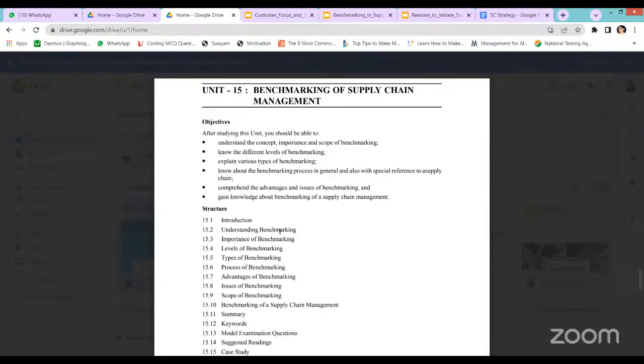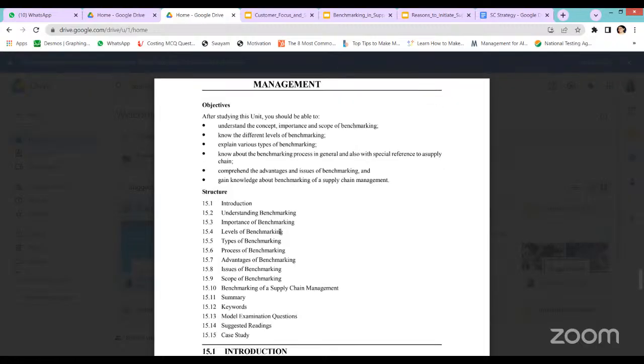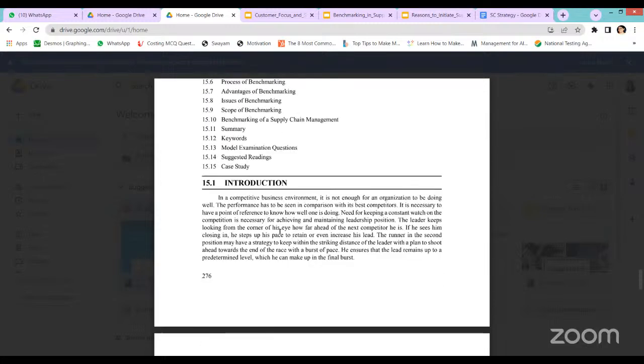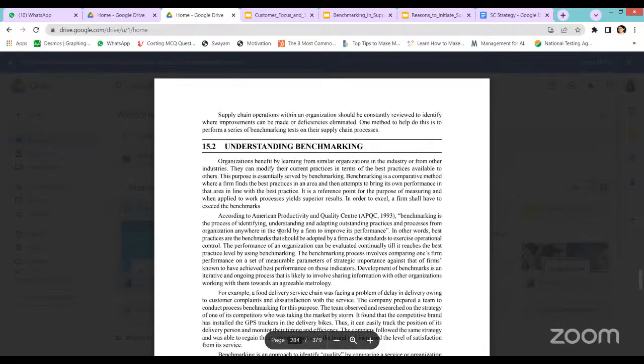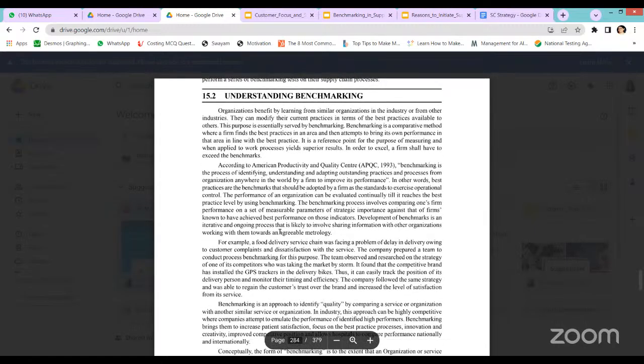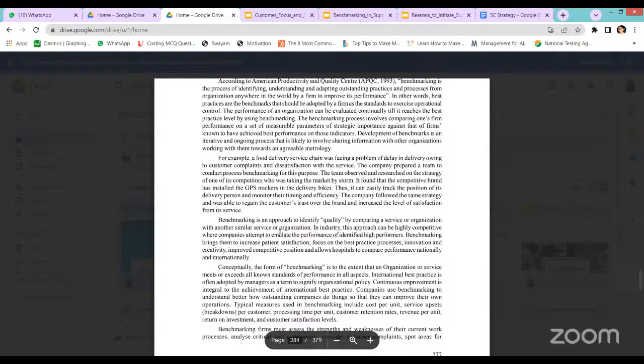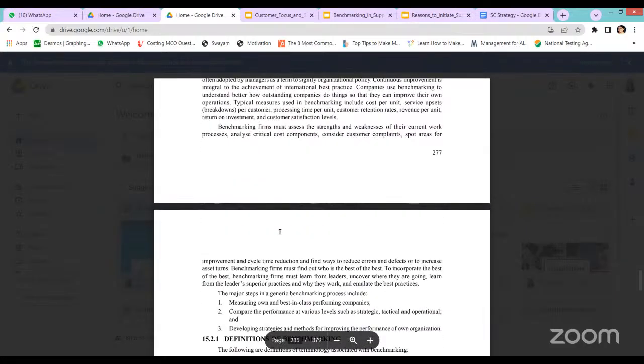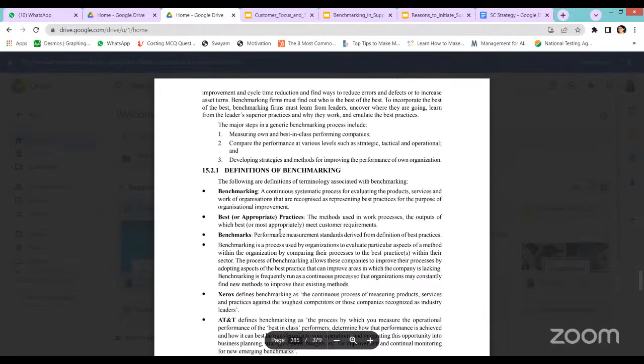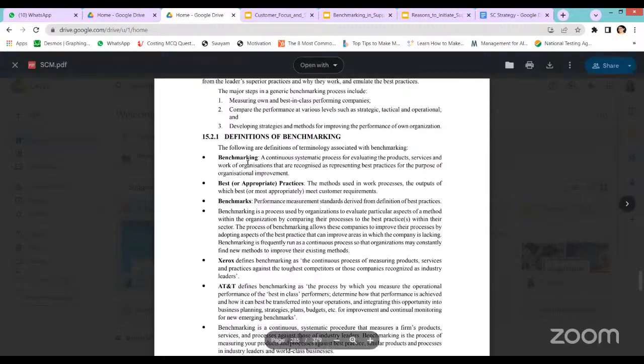So let us understand the importance and scope of benchmarking, the different levels of benchmarking and types of benchmarking, advantages and issues in benchmarking. I explained this now: what is benchmarking? There are various definitions given.